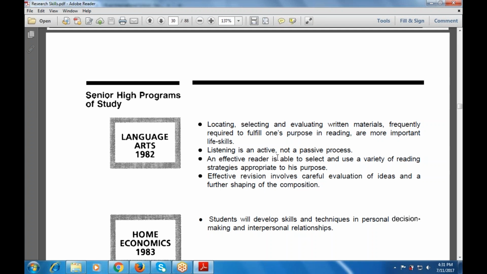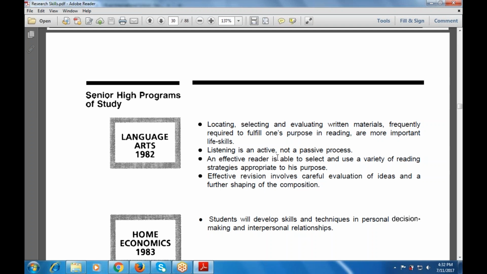Then listening is an active, not a passive process. This is one of the main points. Then you can listen as well as hear. That is, it is an active process, not a passive process. Passive process includes how you modify. If you only hear, you cannot listen. You also don't want to listen. That is the active and the passive process. Then an effective reader is able to select and use a variety of reading strategies appropriate to this purpose.